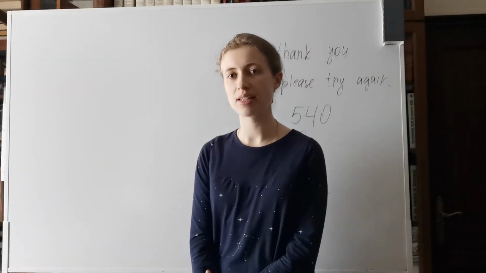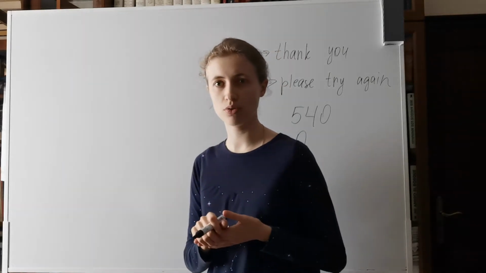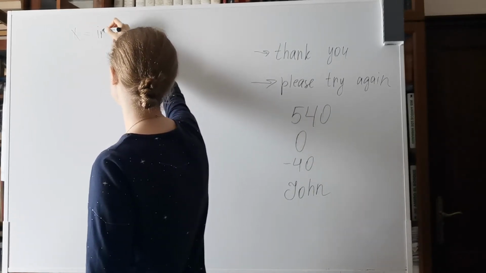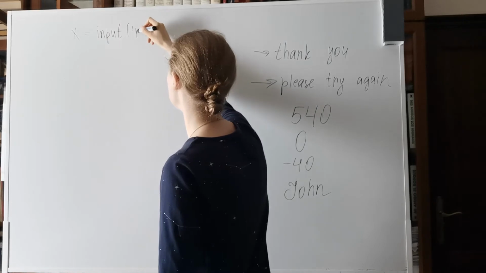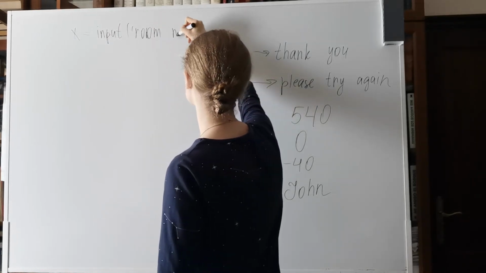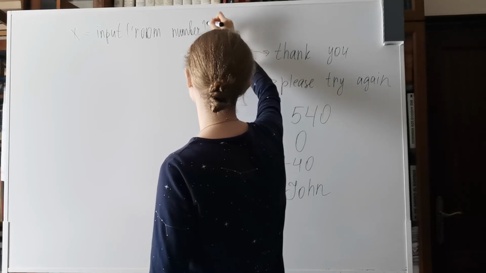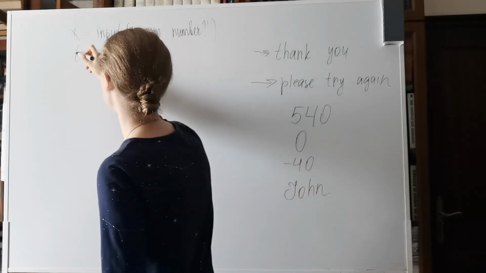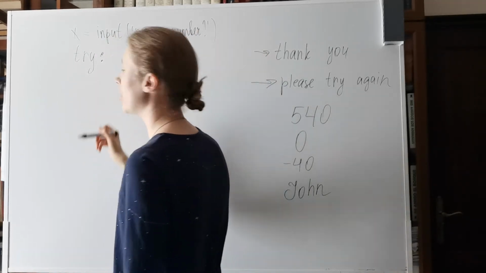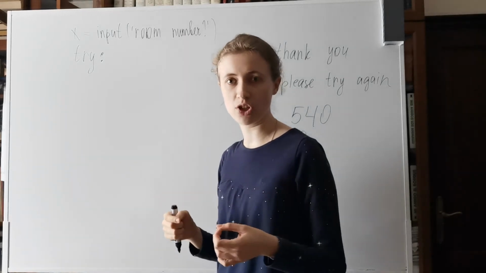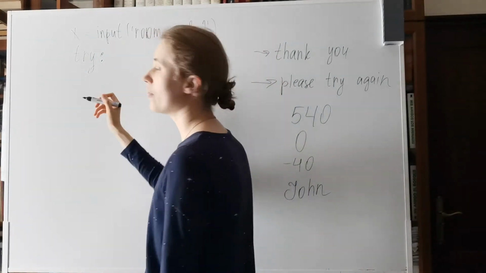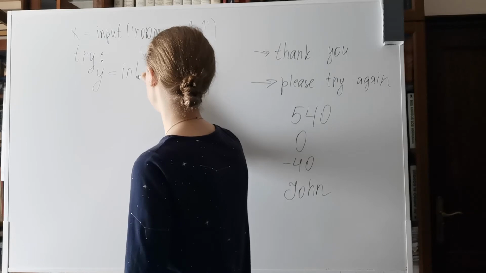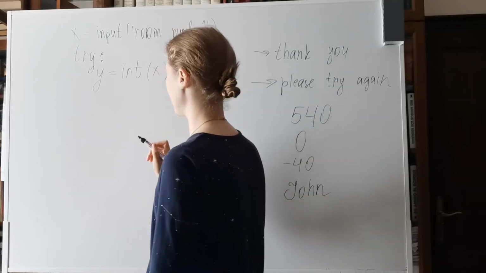Let's check your code. Let's write it together. First of all, what should we do? Of course, we introduce an input variable. X is input. And here we write room number. Then we have 2 blocks, try and except. The first block, try, if the user enters the relevant information, the number of the room, but in order to work with this information we have to transform it into integer. So we introduce a variable y is integer of x.